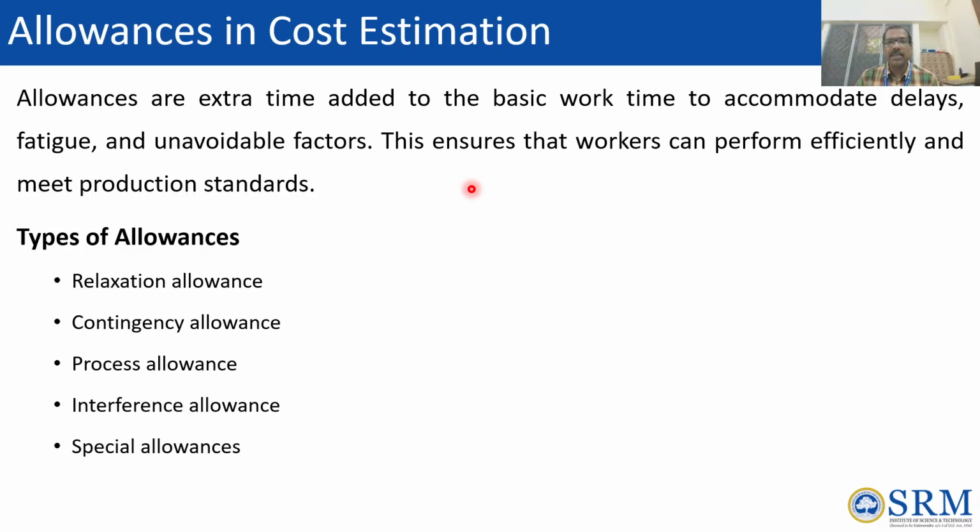Again, it depends on the gender. Male may need some different allowances, female need different allowances, aged people need different allowances, right? So allowances need to be considered. Then only will our cost estimation be closer to the original value. So what are the types of allowances available? Relaxation allowance, continuous allowance, process allowance, interference allowance, special allowance. We'll see them one by one with simple examples.